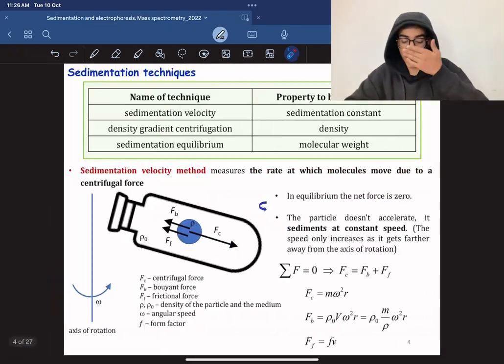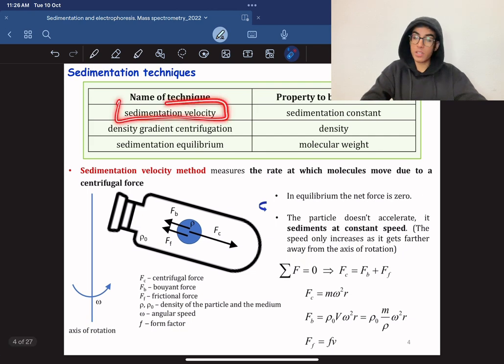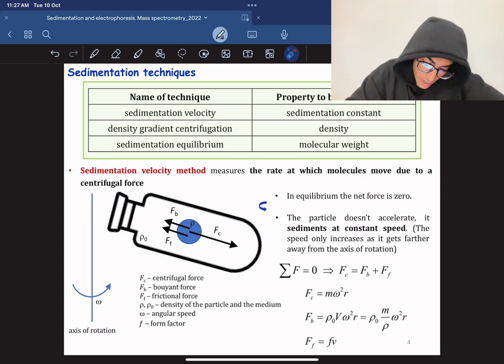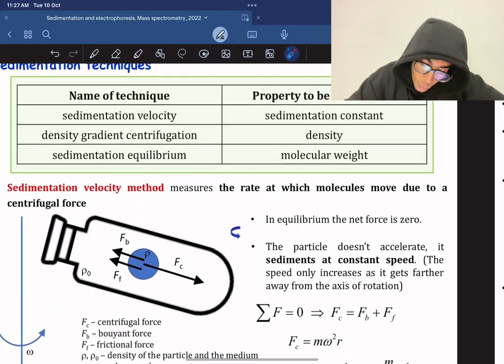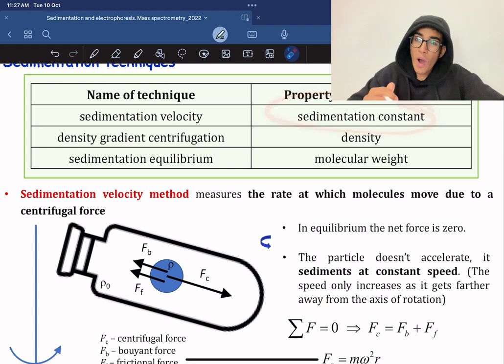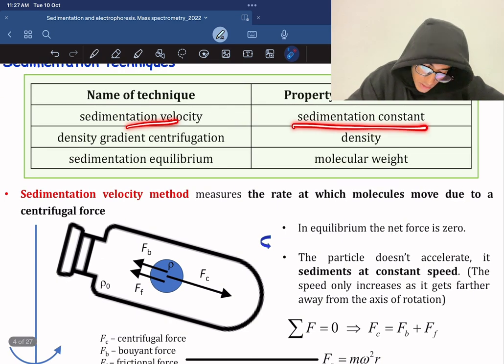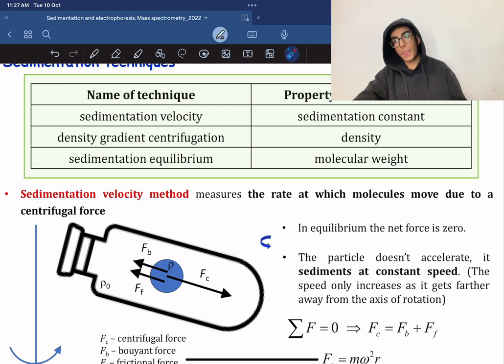Now, sedimentation techniques. There are three. Very important, because they might ask this for an essay. Okay. They might just be like, explain sedimentation velocity method. And they might just ask, explain all that. You understand? Very important. Learn this. Sedimentation, this and that. Three methods are there. Very important is, what property are they determining? Why are we carrying out that process to find out what value of the macromolecule? Sedimentation velocity is to find the sedimentation constant. Density gradient, as the name says, is used to find density. Sedimentation equilibrium is used to find molecular weight.